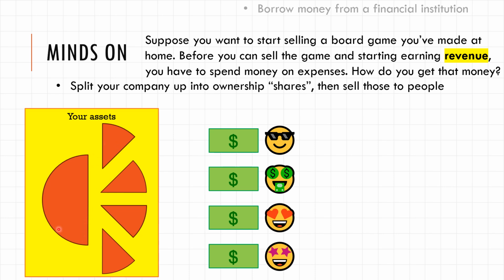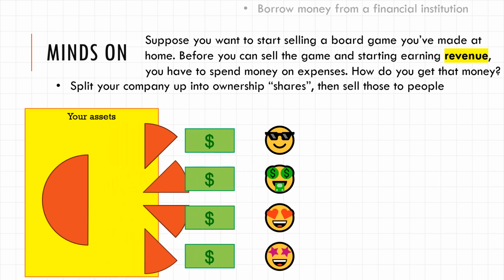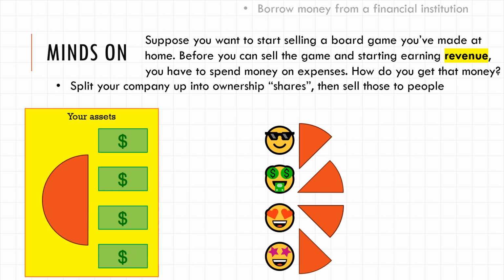You've made sure to keep at least half of the shares for yourself so that you can maintain control of your company, but the remaining shares you want to sell to these other people called investors. You transfer your shares to them, they give you money, and now you have a whole bunch of money that you can use to fund manufacturing your board game.